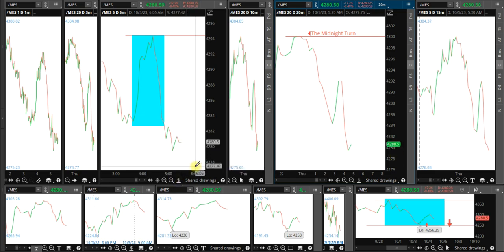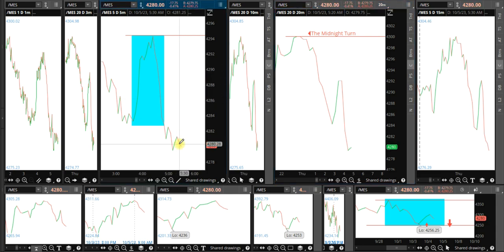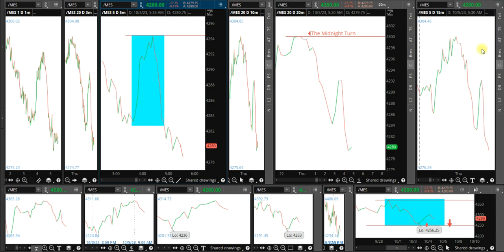Now, if this fractal goes down a little bit more, again, hypothetically, like this here, that would be a growth fractal and the trend would be up. Now, we're looking at the micro short-term time grid. Let's take a look at the longer time grid.